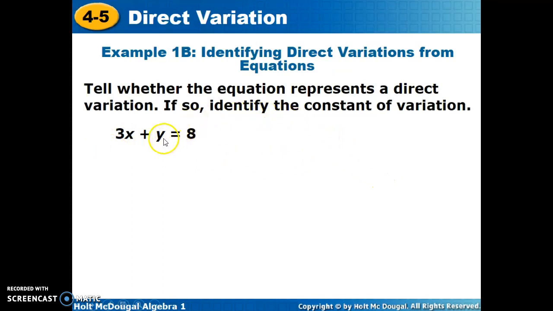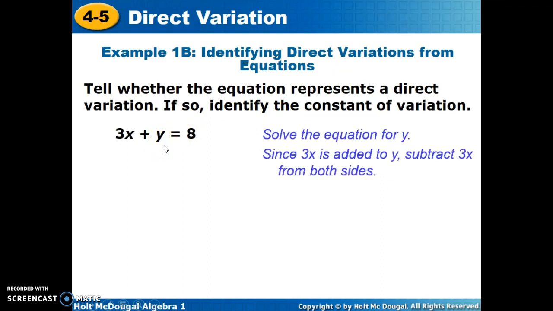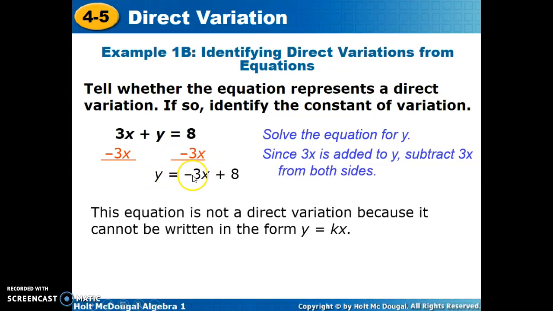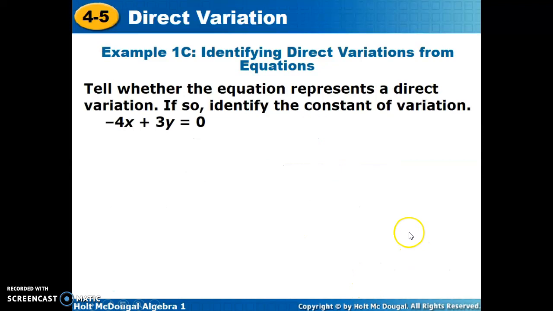Tell whether this equation represents direct variation. Well, let's solve for y. If we subtract 3x from both sides, we see that y equals not only kx, but kx plus some other value, and we'll call that our constant. In this form, we can see that it is similar to y equals mx plus b. It's not in the form y equals kx. It is in the form y equals kx plus b. So we would say, no, it is not direct variation.